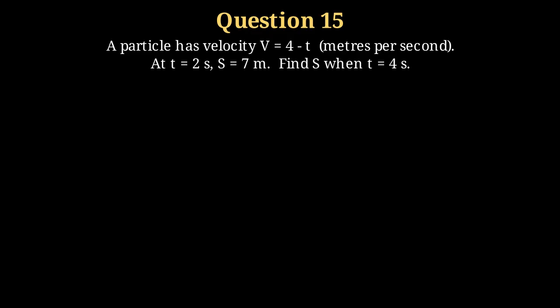A particle moves with velocity v equals 4 minus t. We're told that at time 2 seconds its distance from O is 7 meters, and we need the distance when t is 4 seconds. The key rule here is that displacement is the integral of velocity. Velocity tells us how fast the distance is changing, so to get the distance back, we integrate.